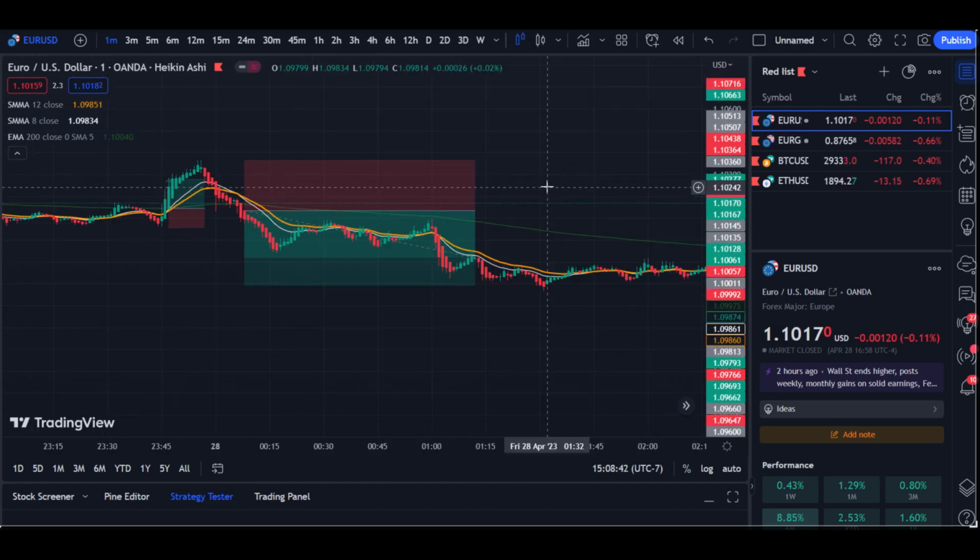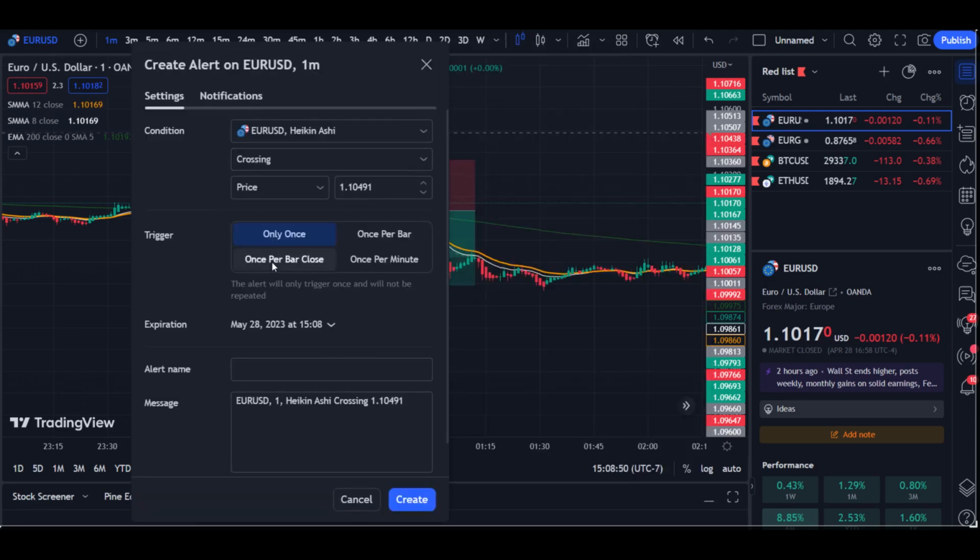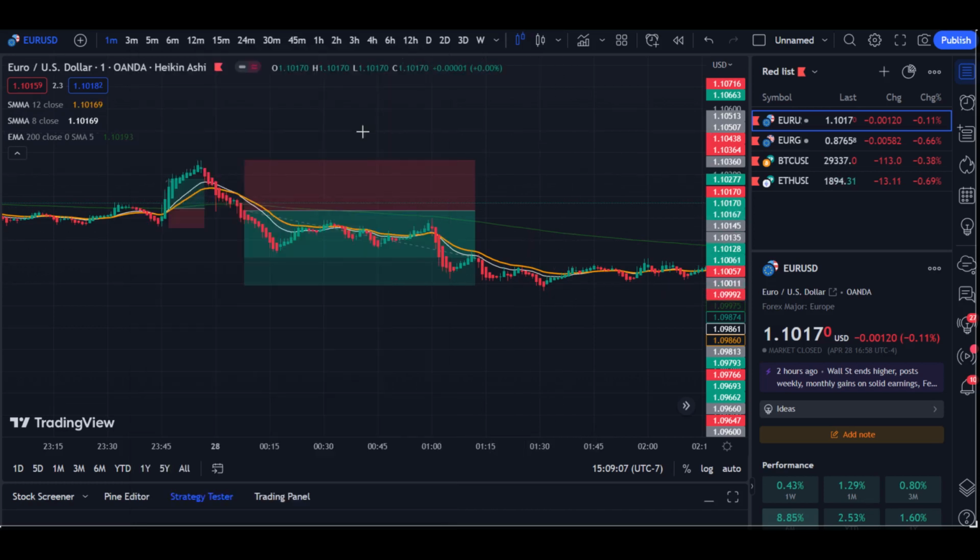All right, now for setting up trading alerts with this strategy. What we're going to do is right click and add alert. Once we're here, we're going to click on once per bar close. After that, we're going to click on the 12 SMA and then make sure it says crossing. So what's going to happen is every time the 12 and the 8 SMA cross each other, it's going to send an alert to whatever device that you have. After that, we can check to see if it's above or below the 200 EMA in order for us to take a long or short position.